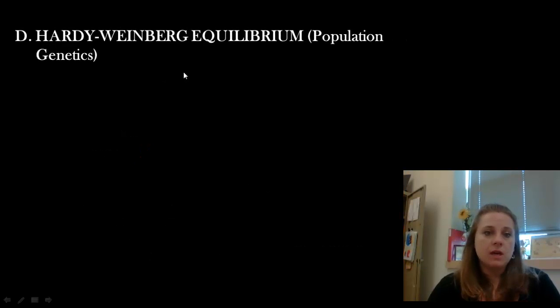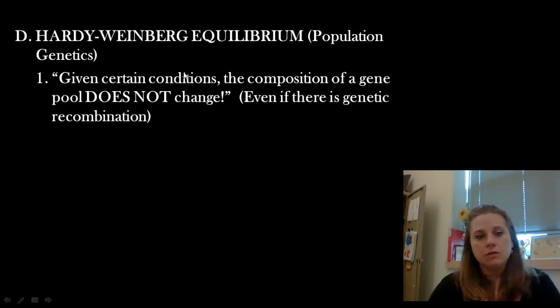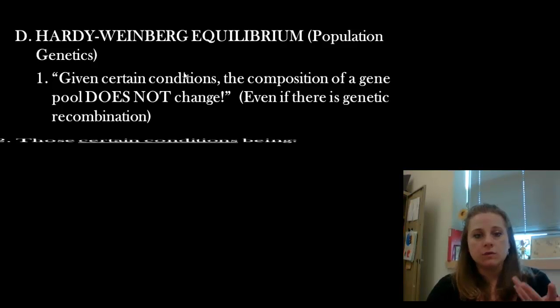So from this, we get into the idea of the Hardy-Weinberg Equilibrium. Hardy-Weinberg is really interesting because this is a way that we can actually quantify or measure allele frequencies in a population over time. But there's a little catch. There are certain conditions that have to be met in order to maintain the composition of the gene pool. So even with genetic recombination, given certain conditions, the composition of a gene pool does not change. So we can recombine, but no matter what, that frequency stays the same, okay?